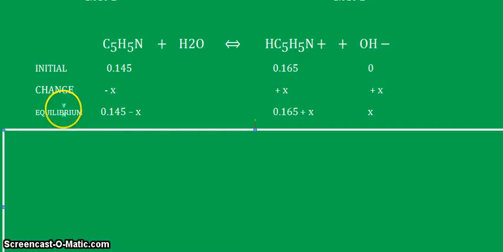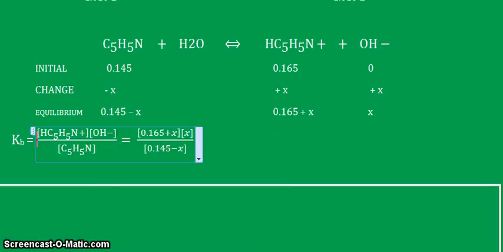The change will be represented by x. That's negative x for the pyridine, and plus x for the conjugate acid because it's on the product side. For the equilibrium, we have 0.145 minus x and 0.165 plus x for the conjugate acid. Of course, x is for the hydroxide ion. So we simply have to use the equilibrium equation to solve for x. Okay, so let's do that.